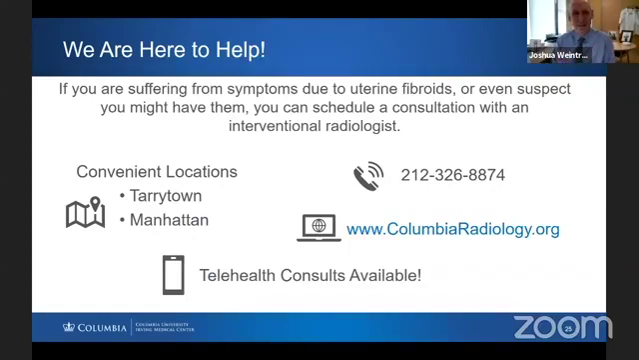Fibroids are benign. They don't metastasize. The chance of a fibroid being malignant is extraordinarily rare, about 1 in 1,000. We worry about those. Fibroids are called a leiomyoma. The malignant ones are called a leiomyosarcoma. And it's very difficult to differentiate those on imaging.